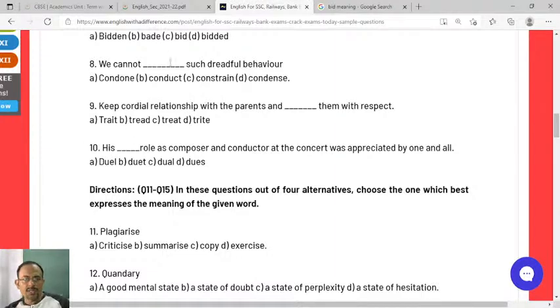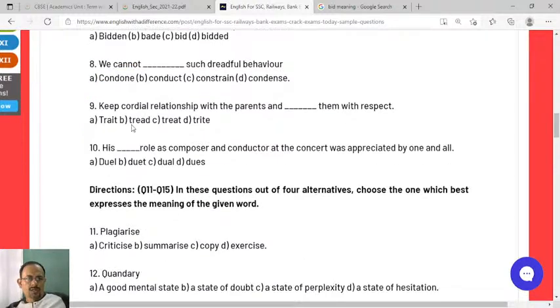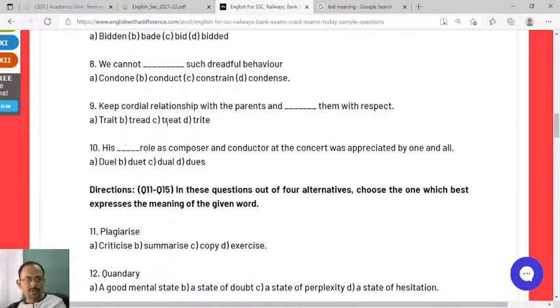Okay, dear students, you see here, we cannot condone such dreadful behavior. So Tanali is correct, it is accept. We cannot accept such dreadful behavior. So, condone such dreadful behavior. Okay, next: keep cordial relationship with the parents and dash them with respect. This is very simple. It is treat them with respect. Very simple. Next, you tell me.